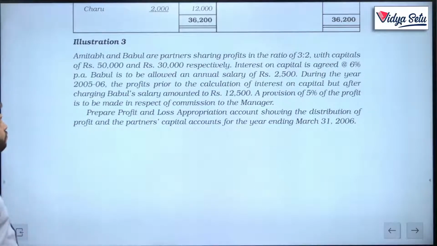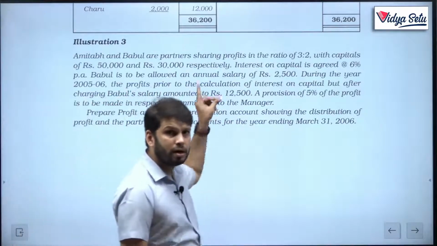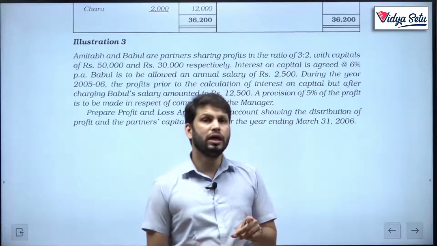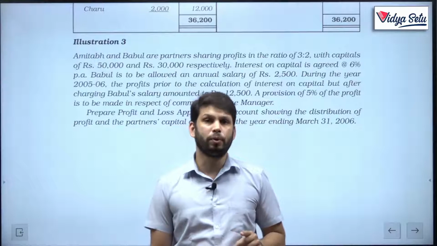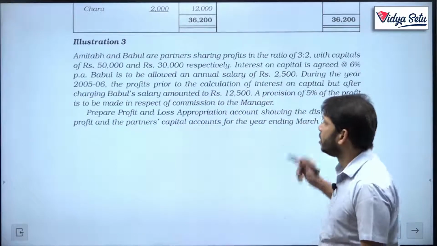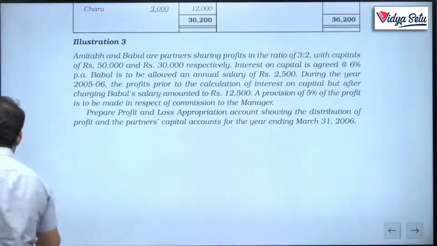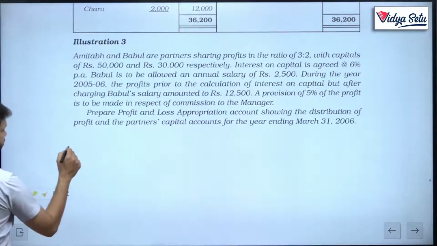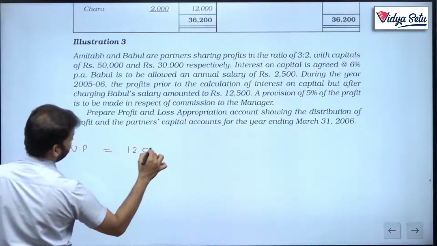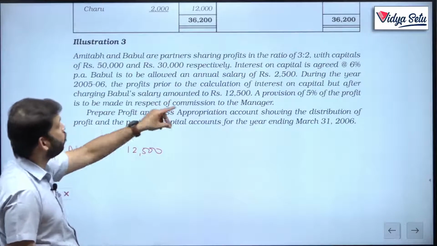A provision of 5% of the profit is to be made in respect of commission to the manager. Now do remember, the manager is not a partner, so his commission will not come in the P&L appropriation account, it will go in the P&L account. Very nice question. What is the thing we need to remember? This net profit of rupees 12,500 is before interest on capital.